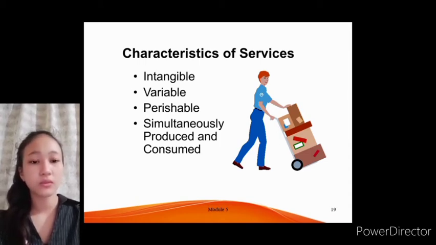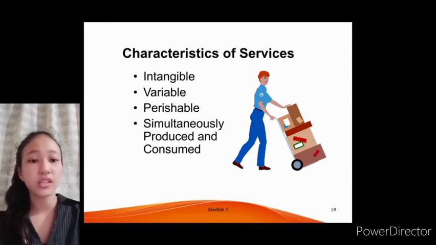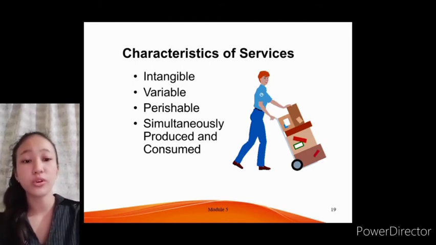Okay, so the fourth characteristic is simultaneously produced and consumed. It means that service products are consumed at the same time they are being produced. The moment the service is being produced or rendered to you, that is also the same time the service is being consumed by the consumer, you, as the service is being performed.